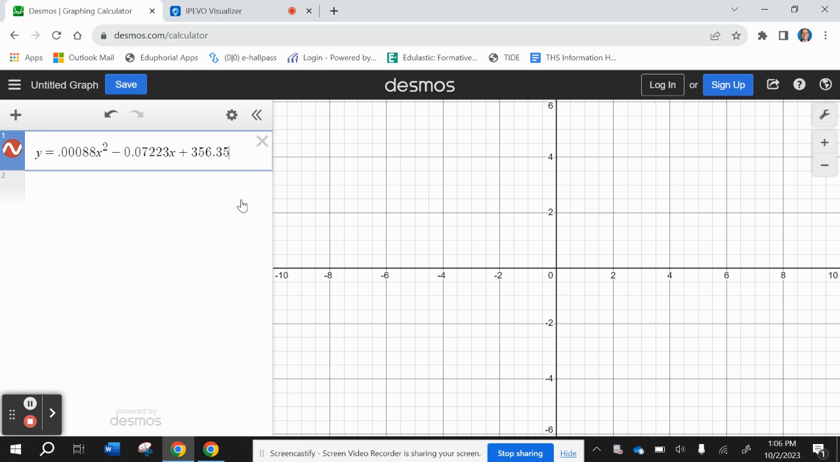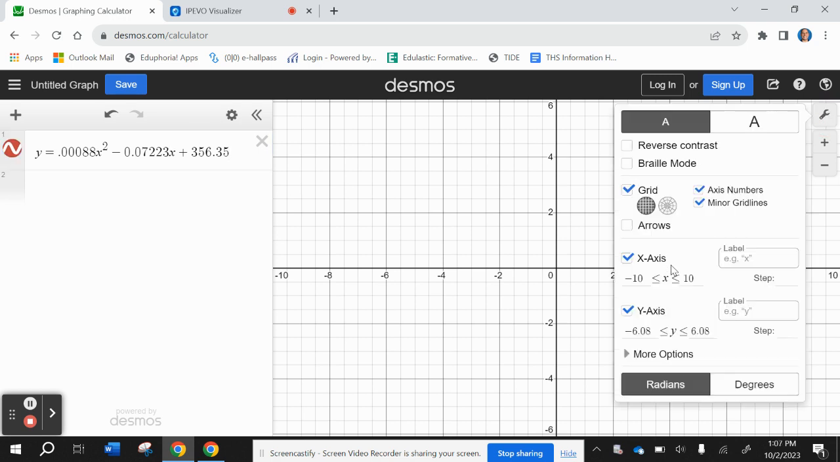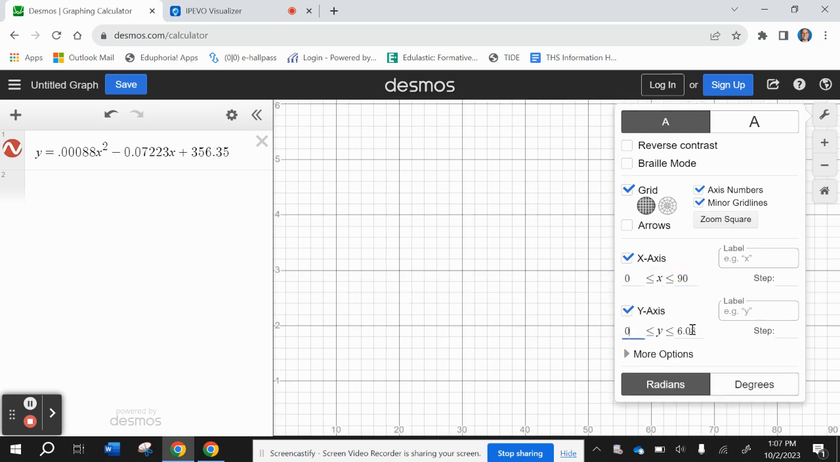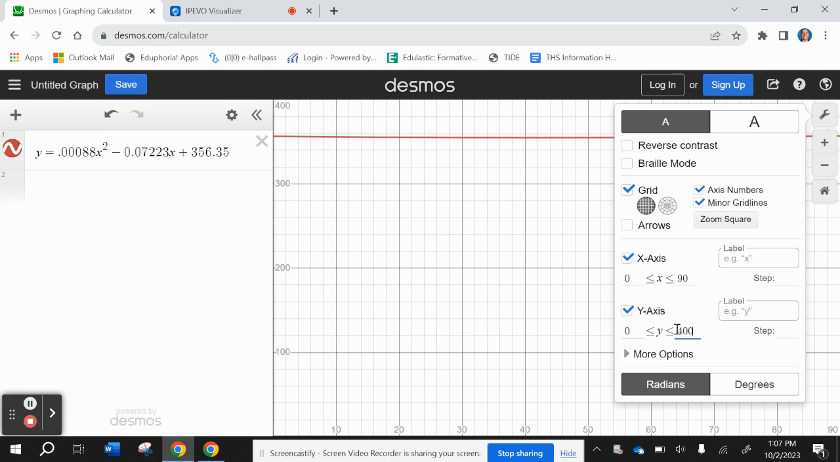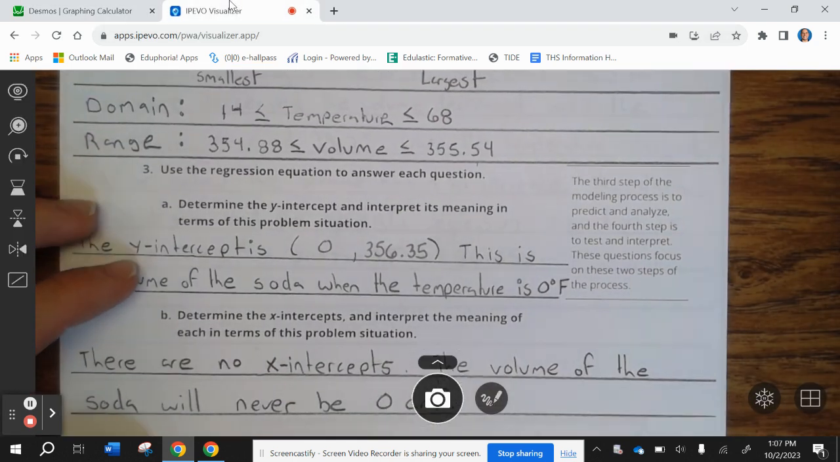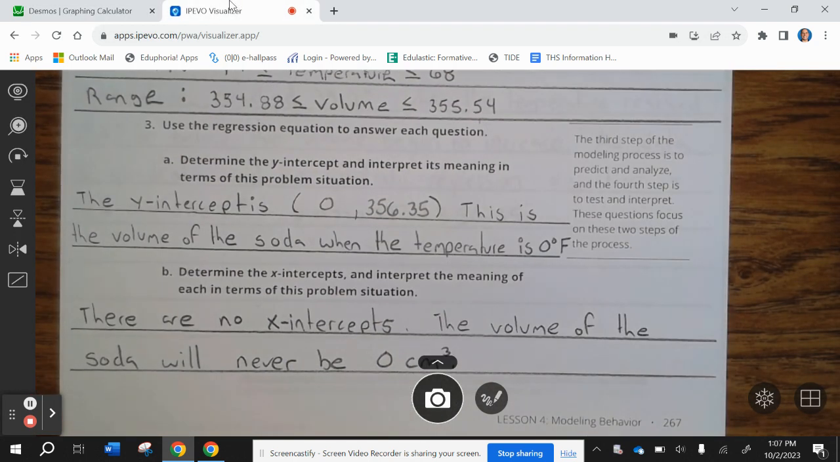Now again we want to adjust our window so we can see the graph better. So 0 to 90, and in this case I think let's go a little higher than 357. Let's go to 400. Okay, and then our y-intercept is right there. Okay, the y-intercept is (0, 356.35).